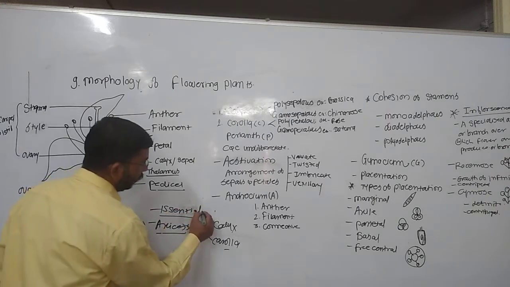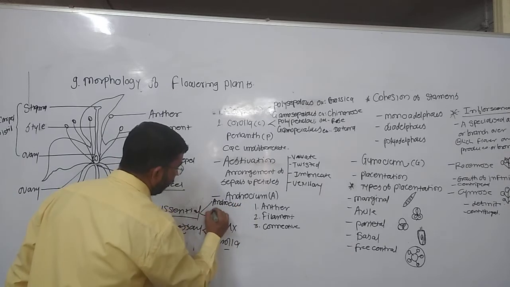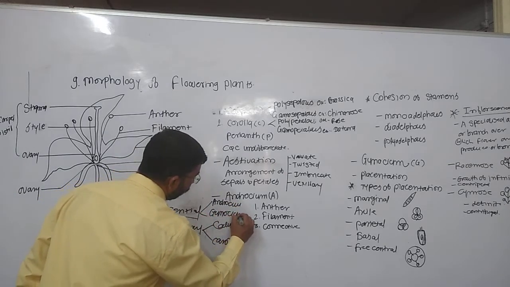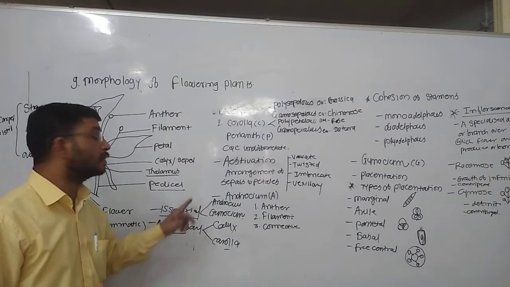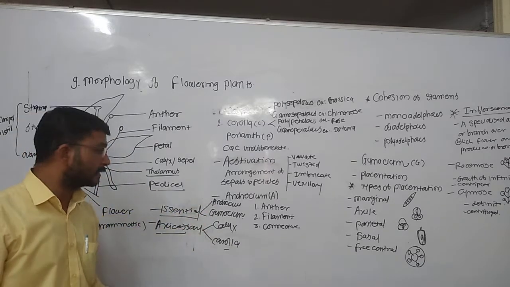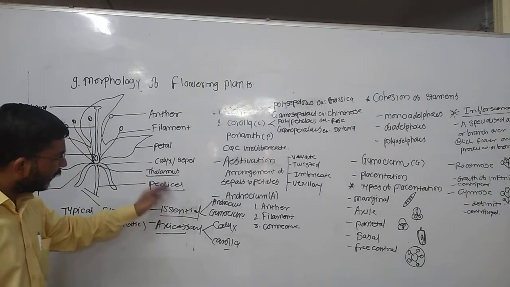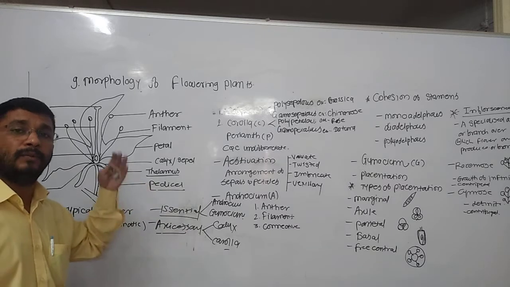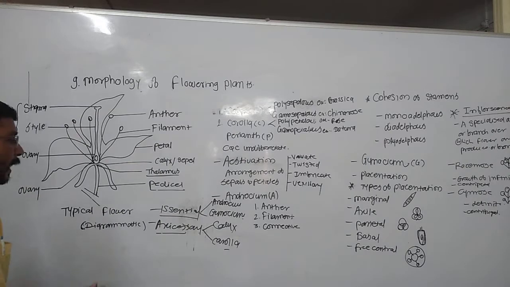Then the essential whorls. Essential whorls are androecium and gynoecium. Why do we call them essential whorls? Because they directly take part in the reproduction process. Then we can discuss the various roles of them and how they are essential for the reproduction process in this lecture.